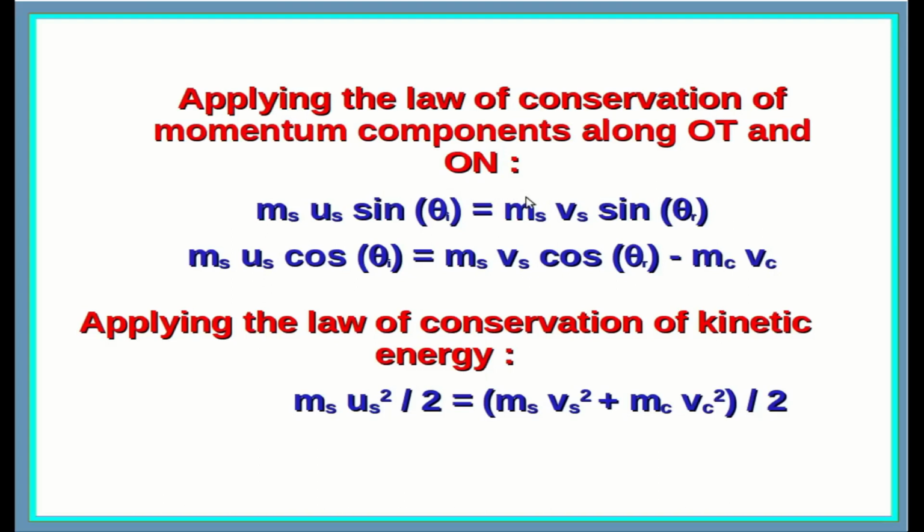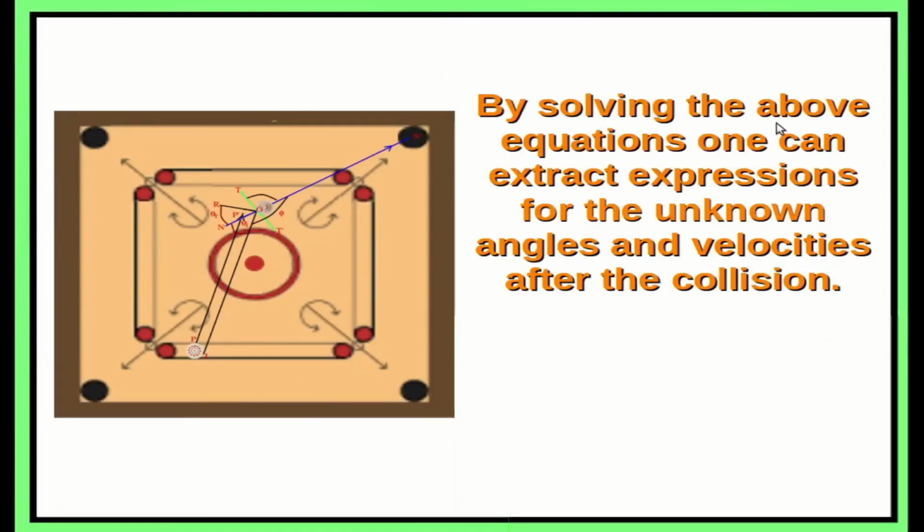Now if we apply the law of conservation of kinetic energy, we have ms Us squared by 2, that is the initial kinetic energy. Only the striker is in motion before the collision, so we have only the kinetic energy of the striker. And after the collision, both the striker and the coin are moving with velocities Vs and Vc. So the combined total kinetic energy is equal to half ms Vs squared plus half mc Vc squared. The principle of conservation of kinetic energy tells us that these two should be equal. By solving the above equations, one can extract expressions for the unknown angles and velocities after the collision.